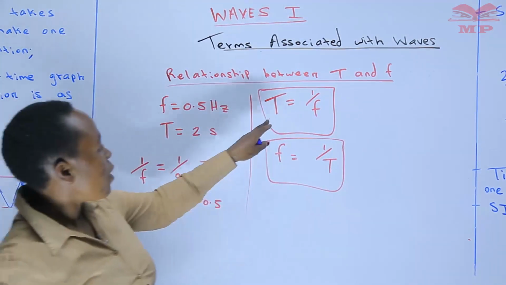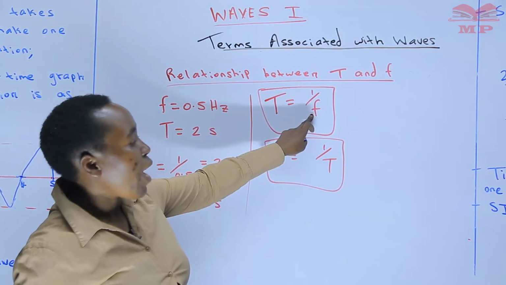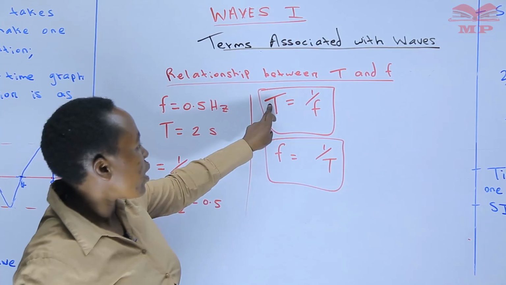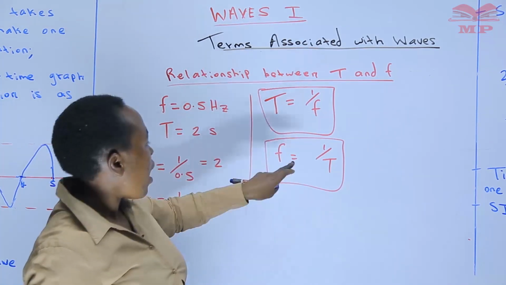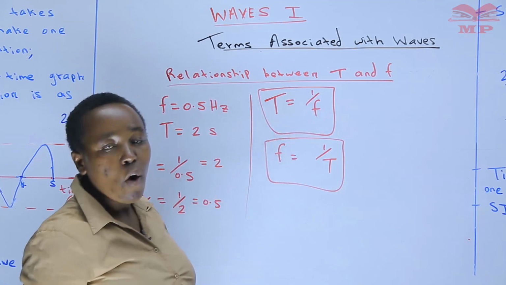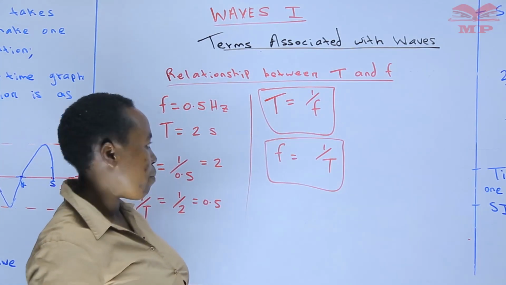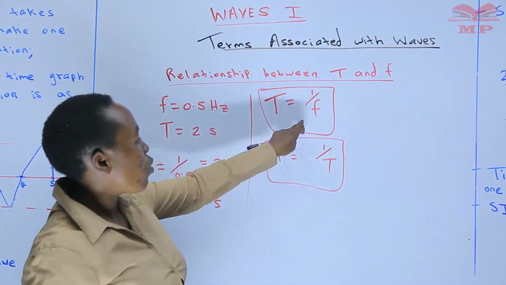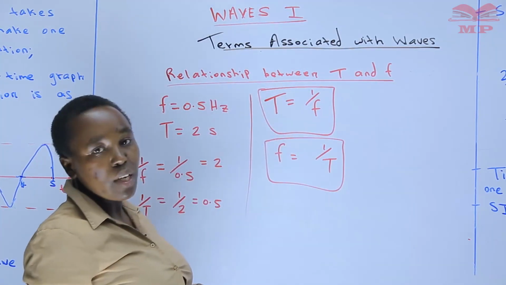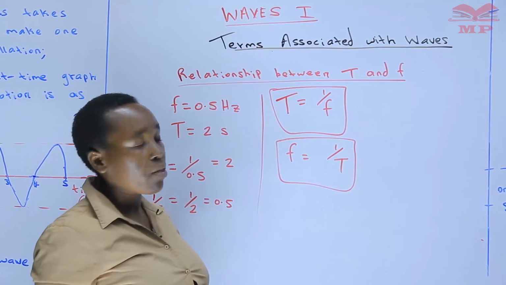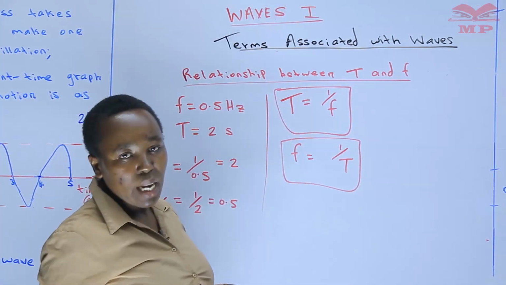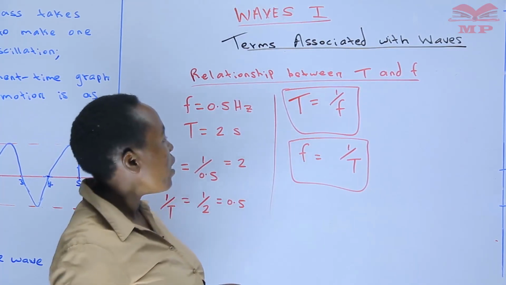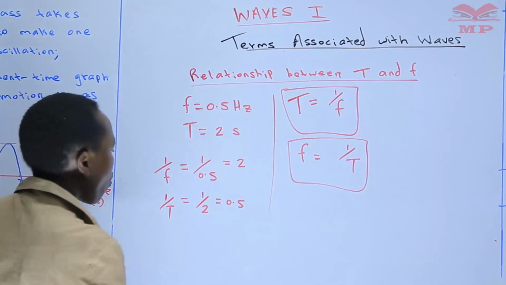So when you have frequency and you want the periodic time, you just get the reciprocal. The periodic time is 1 over f, and frequency is 1 over the periodic time. You need to make note of that. When you have the frequency, you can get the periodic time, and when you have the periodic time, you can get the frequency. Is that clear?